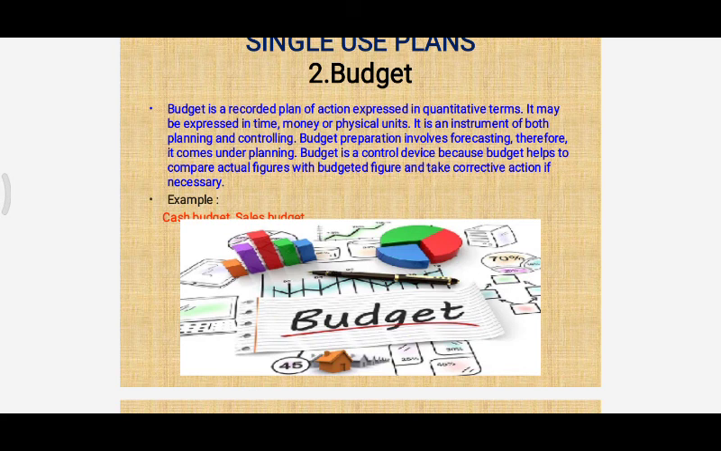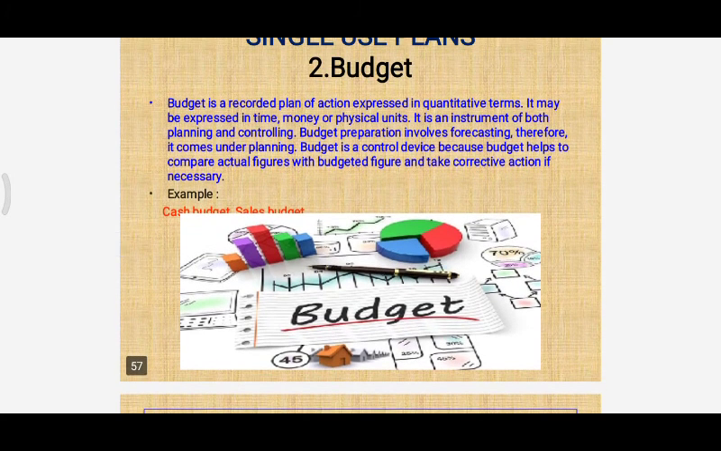Then we have to compare these expectations with our actual figures. After that, we try to find out the deviations by comparing the budgeted statement with the actual figures. And after finding out deviations, we try to find the reasons for those deviations. And finally, corrective action is taken if it is required at that very time. So budgets act both as a planning and a controlling device.